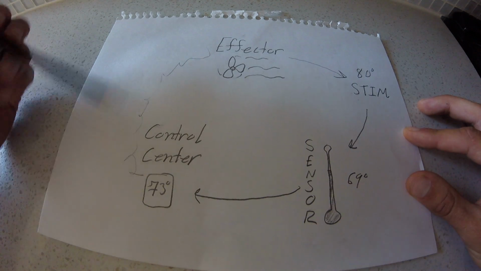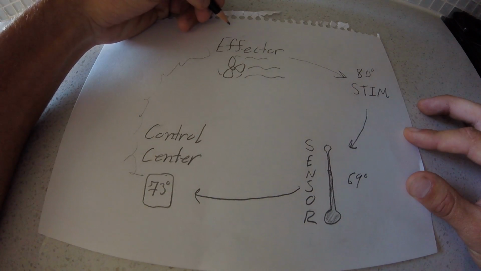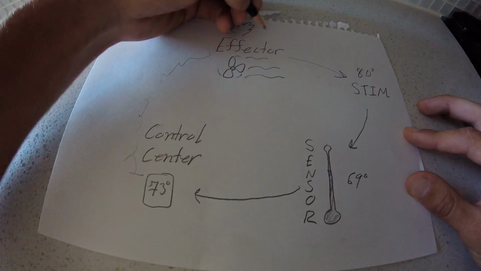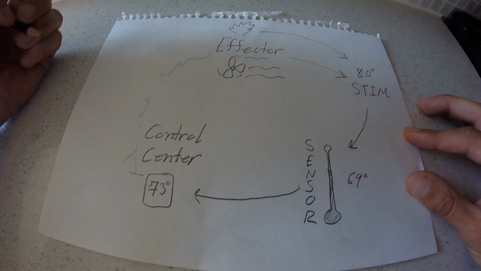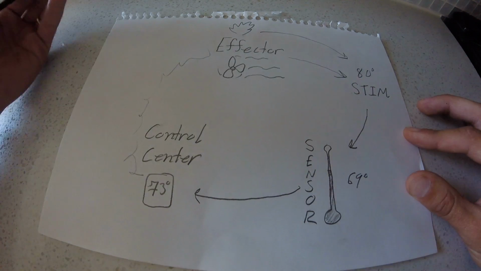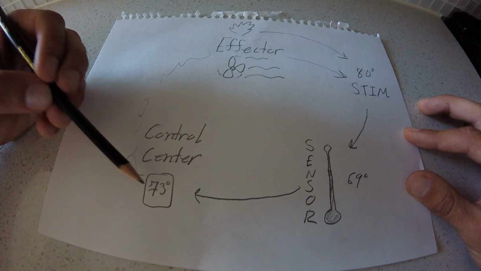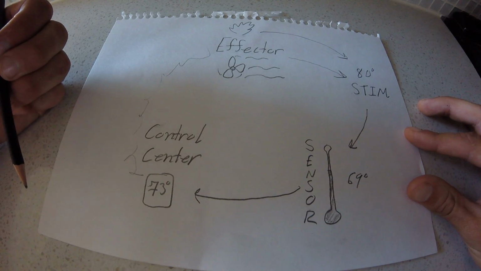So it's going to send a signal to the heater, which is going to produce some heat, which is going to affect the stimulus. It's going to bring that temperature back up, and it's going to go back and forth like that to try to maintain that 73 degrees.